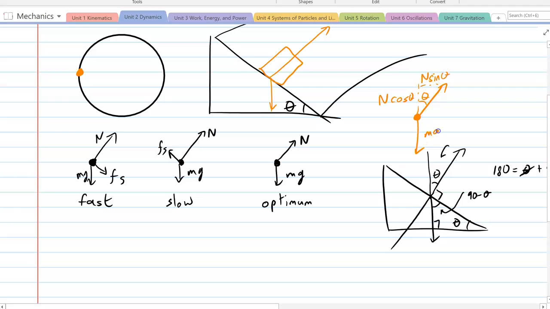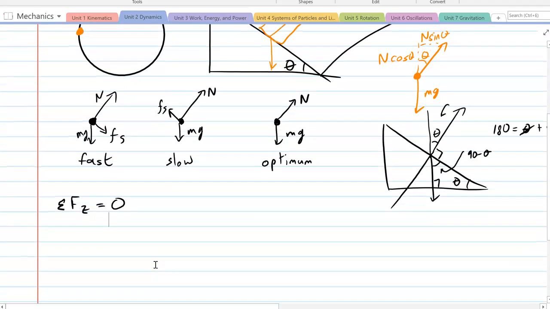And this is the weight, right? So that's our free body diagram. So now we're going to look at Newton's second law. With respect to the z, it is not moving because it's optimum banking angle. If it's not optimum banking angle, there's actually going to be some acceleration here, and we don't want that. We want it to be optimum.